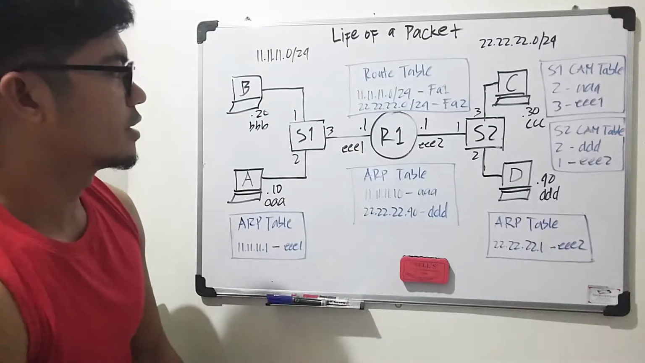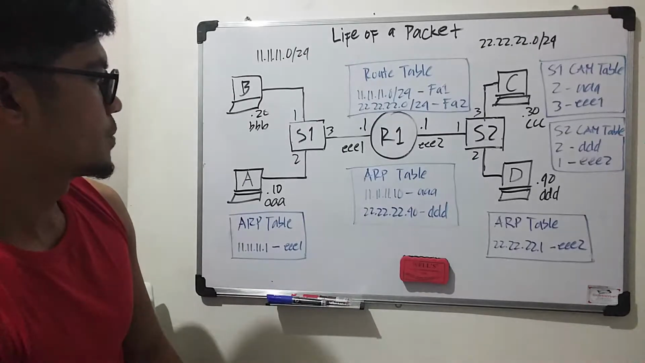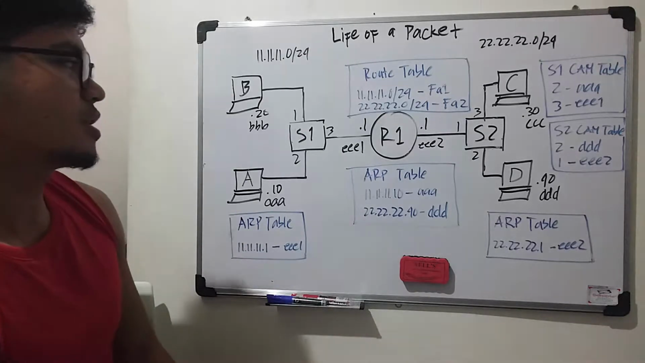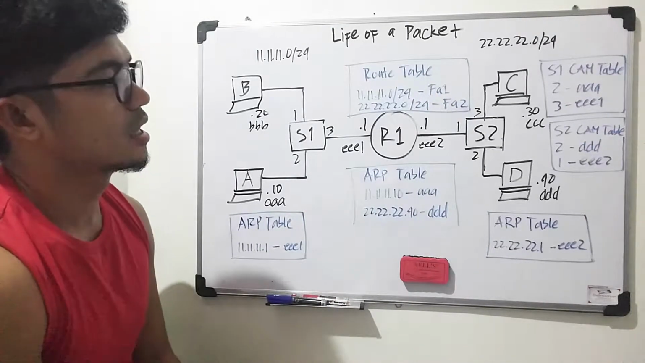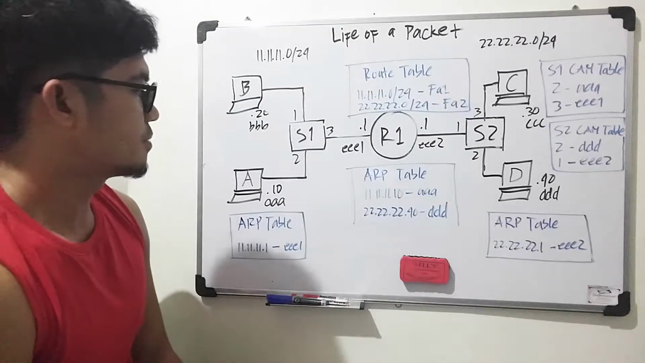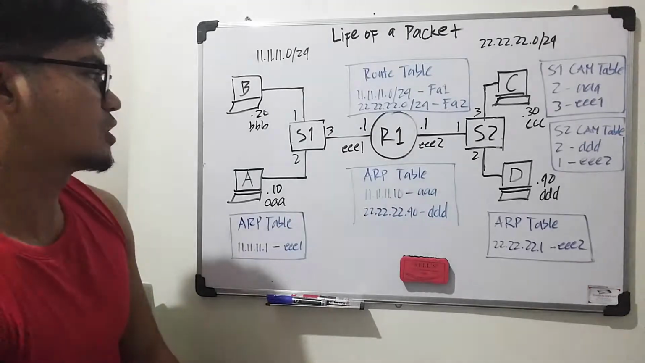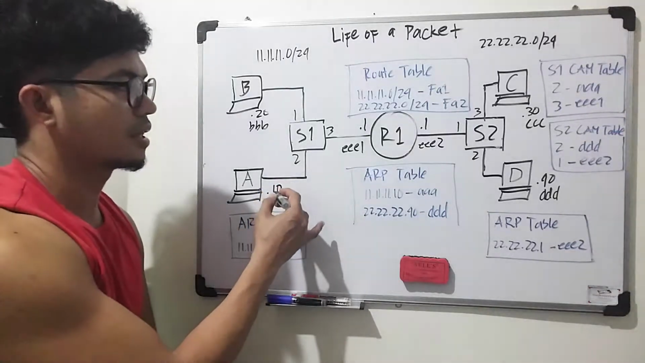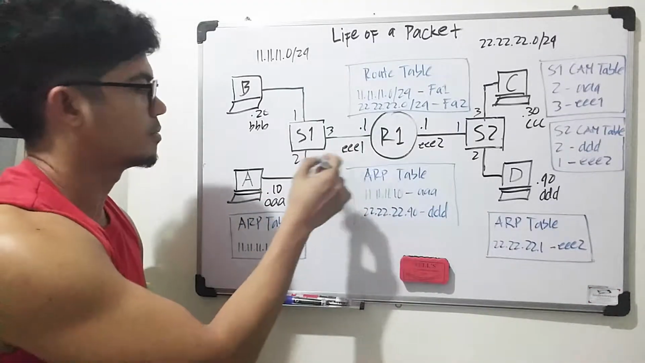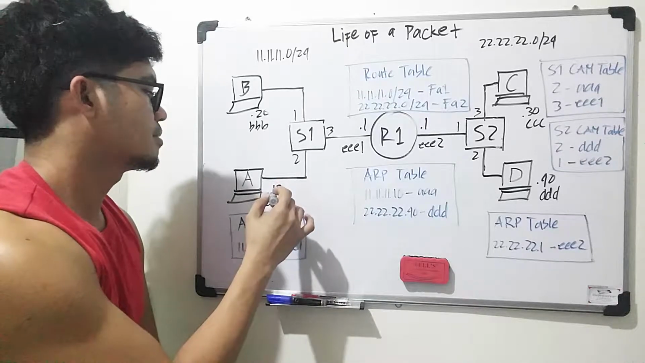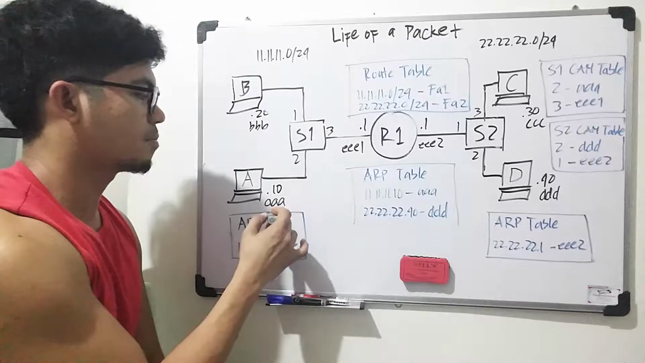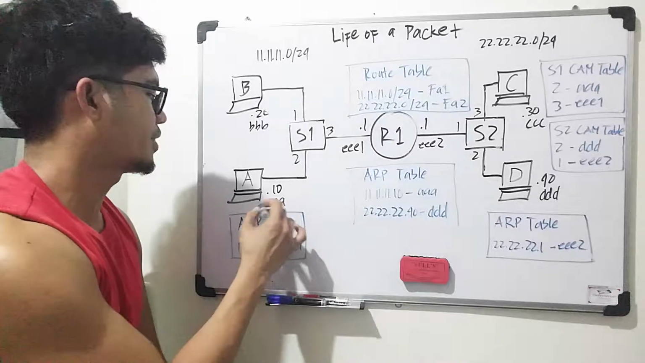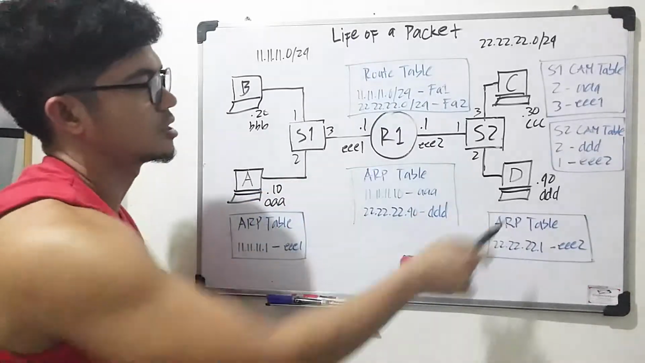So router 1 is just going to remove the layer 2 header, because the purpose of the layer 2 header is just to send the packet hop to hop, but the purpose of the layer 3 header is to send the packet end to end. So in this case, PC A to PC D.